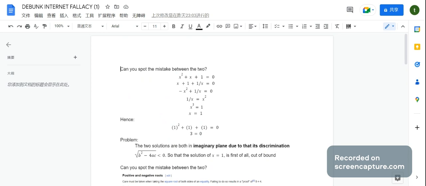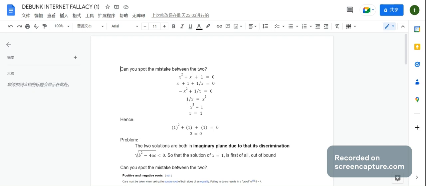Due to that, its discriminant, b squared minus 4ac, is less than 0. Let's try calculating it. We see that in the first equation, b is equal to 1, a is equal to 1, c is equal to 1. So it's equal to 1 minus 4, negative 3, the square root of negative 3. See? So it's not right.